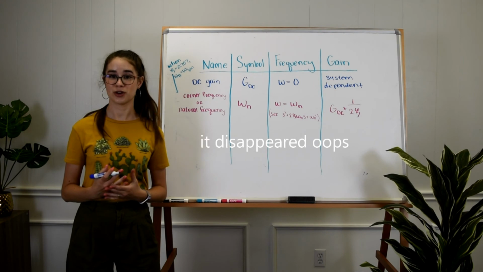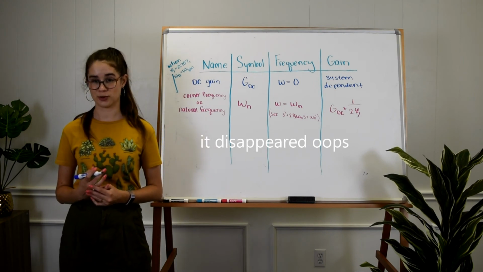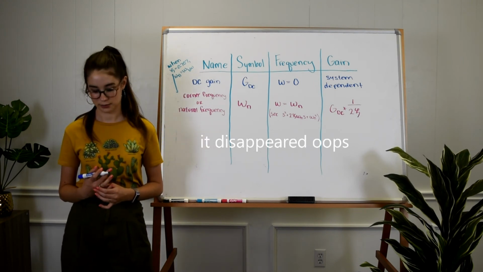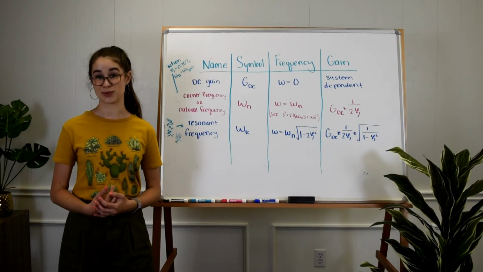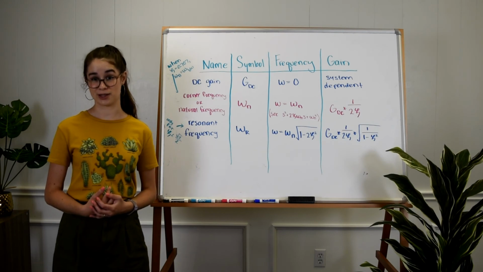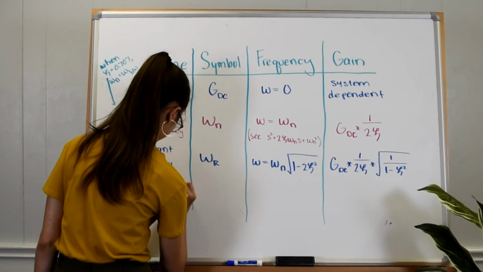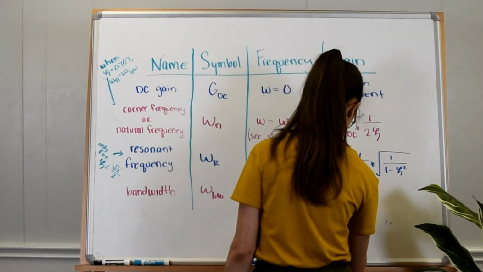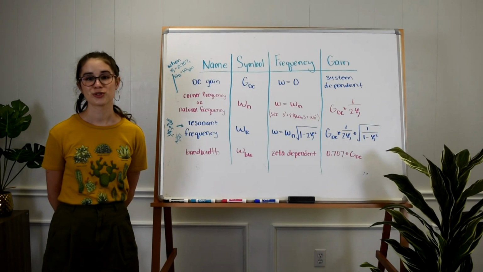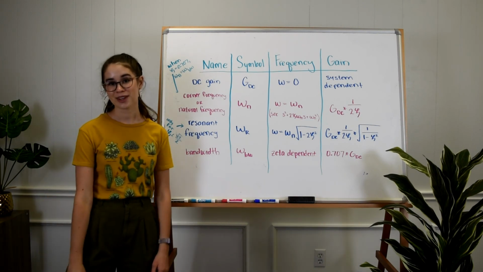And it is important to note here that we will only have resonant frequencies if we have resonance. So in order to have this, our zeta has to be less than 0.707. Finally, we have our bandwidth, which is denoted omega BW. The frequency it occurs at will be zeta dependent, but the gain value will always be 0.707 times the DC gain.